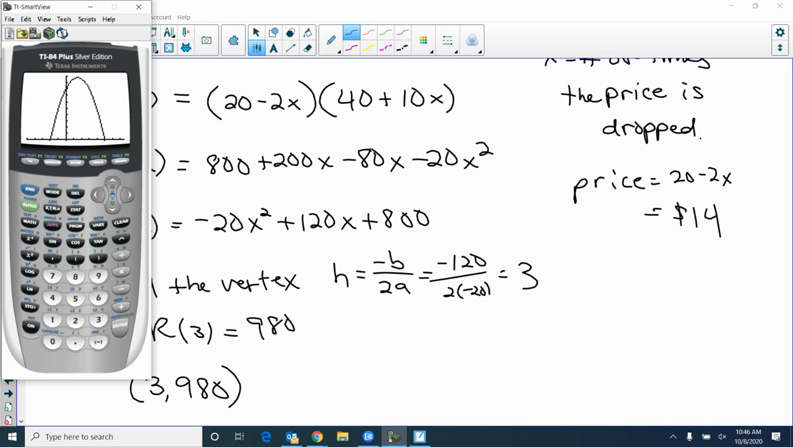As you take a look at that, we want that highest point. We want that maximum. We want that vertex. So graphically, you can hit second, calculate, maximum, and just be to the left of it.